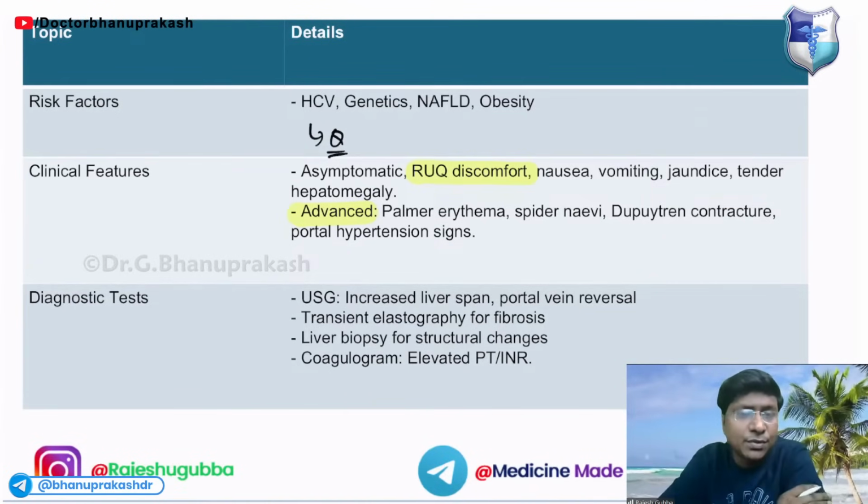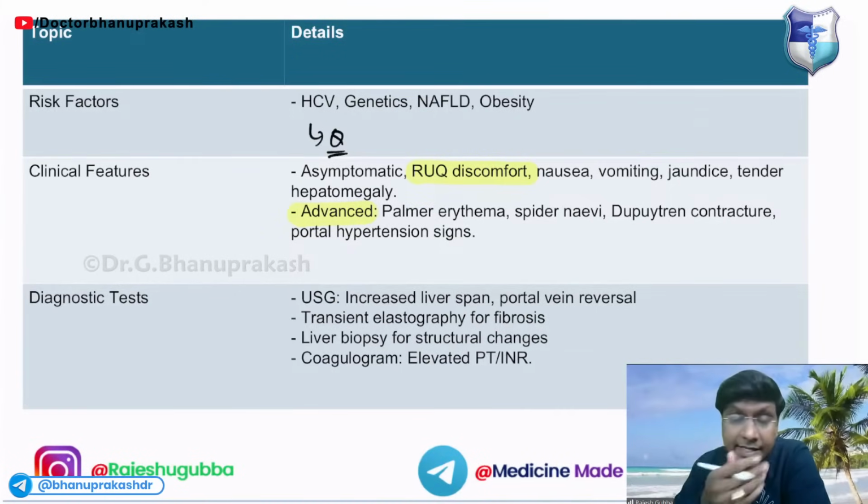Then, how will you diagnose alcoholic hepatitis? One important question that will be asked is: what is the first line investigation in case of alcoholic hepatitis? That means first line imaging. I mean to say, first line imaging.